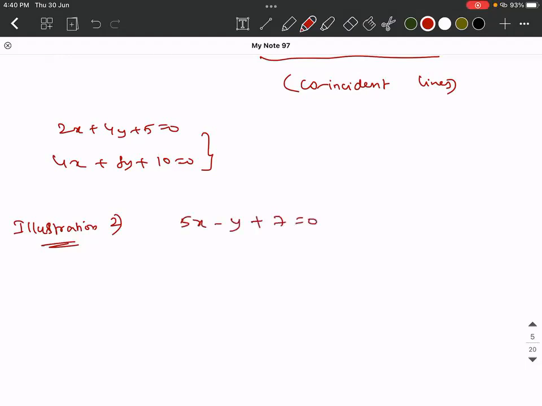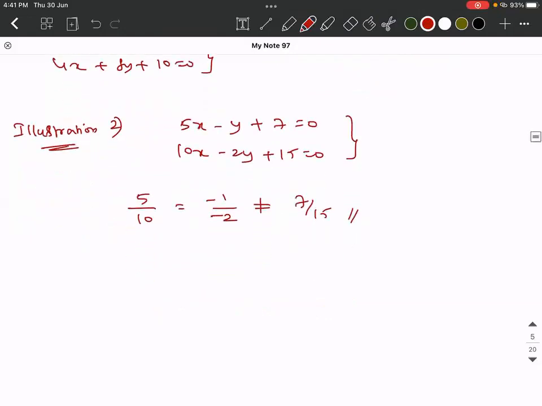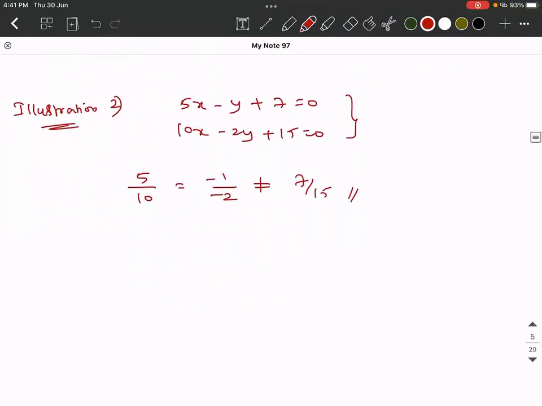...+7, 10x minus 2y plus 15 equal to 0. So what kind of equations are these? Okay, so they are parallel because 5 by 10 is equal to -1 by -2, but it is not equal to 7 by 15. So they are parallel, hence they have no solution. Which means if a question is given to you and they ask you for a solution, even before you start solving it, you need to do this check.